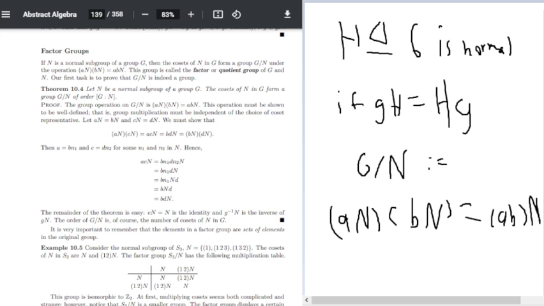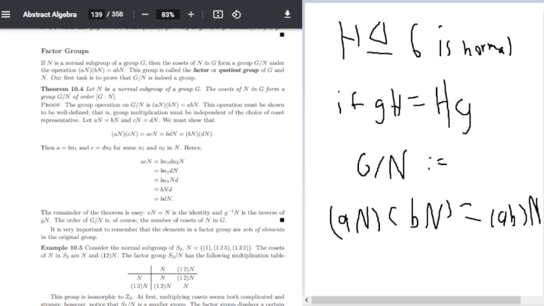Then a equals b n1 and c equals d n2 for some n1 and n2 in N. Hence, acN is equal to b n1 d n2 N, which equals b n1 d N. This is where we use the fact that the subgroup is normal to swap these around: b d n1 N, then bdN. And we once again use the normality of the subgroup to swap d and N around, to finally get bdN. The remainder of the theorem is easy.